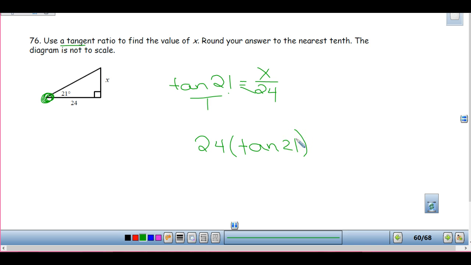Okay, if you plug that guy into your calculator, you get 9.21 is what x equals. Okay, if you didn't get 9.21, make sure that your calculator is in degree mode. Because if it's in radians, you're going to get some funky decimal.